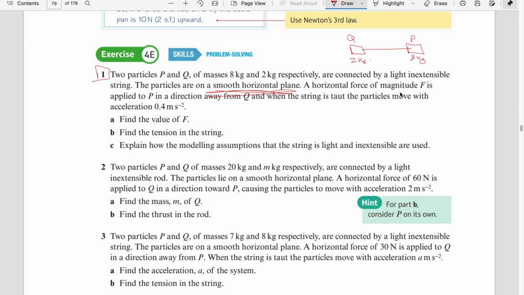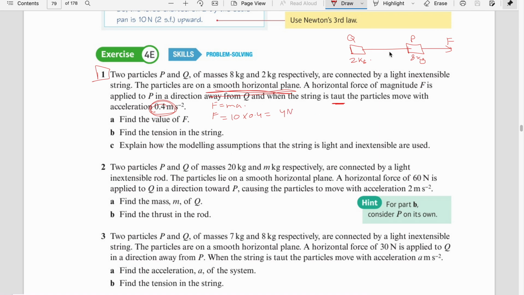A horizontal force of magnitude F is applied on P in the direction away from Q. So this is F away from Q. And when the string is taut, no sag, the particles move with an acceleration of 0.4 meters per second squared. Acceleration is already given. Find the value of F. So F equals ma, where F is the net force. Because there is no friction, it is smooth, so F equals the total mass, because the force is pulling 10 kg, multiplied by the acceleration of 0.4. So F is 4 newtons.